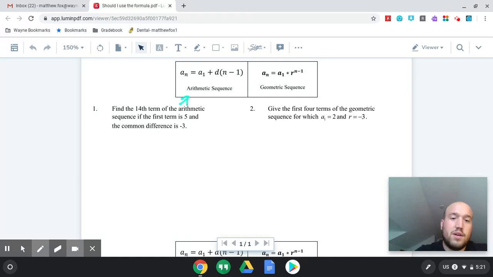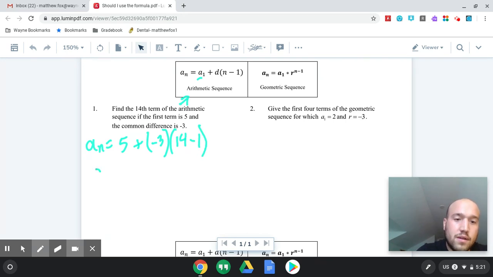So up here, we'll set it up. a sub n equals, now it has a sub 1 right here, which stands for that first term, which we know is 5. Then plus the common difference, which in our case is -3. I put parentheses just because it was a negative. And then we're going to multiply that by n minus 1. And in our case, it's the 14th term, so 14 minus 1.